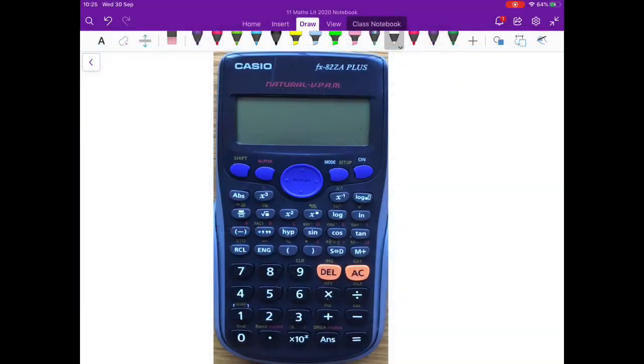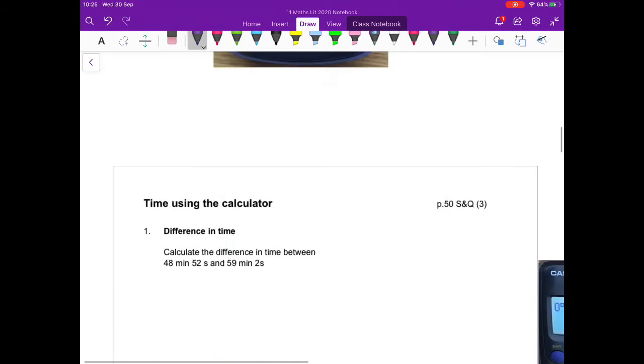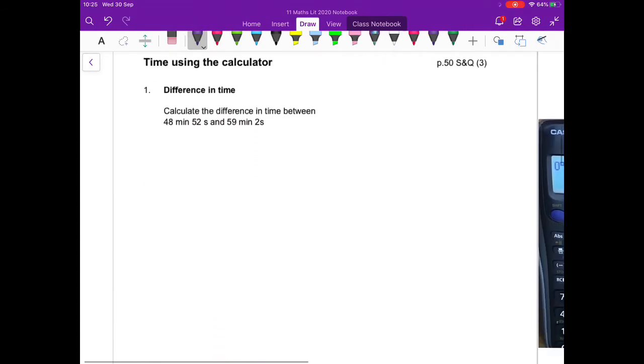Before we start our time calculations, I want to introduce you to the time button on your calculator. It's actually the degrees, minutes and seconds button, which is found over here, but we can use it for time calculations. So let's have a look at our first calculation.